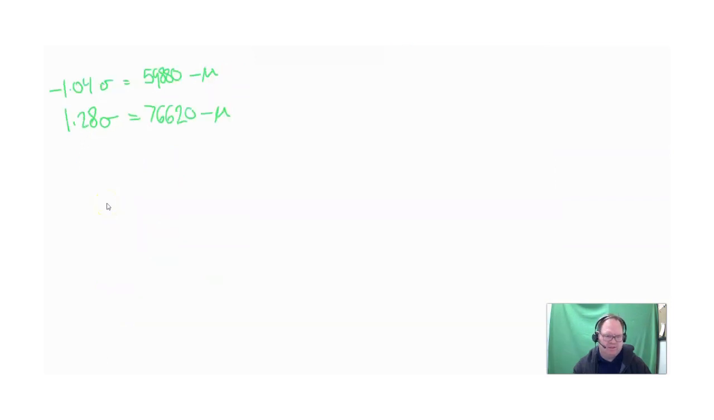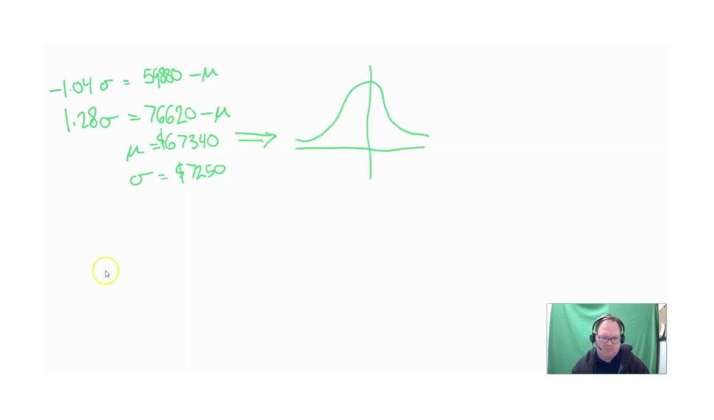Now I have two equations with two unknowns, and let's pretend that I went through that process of solving two equations with two unknowns. As a result, I now have my mu and I have my sigma. So my average, or my mean, is 67,340. If I were to sketch that out, my mean would be in the middle.